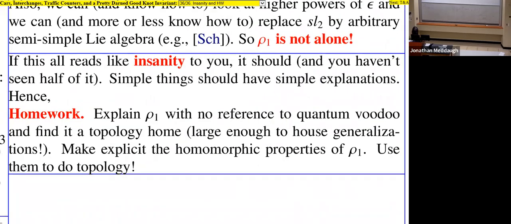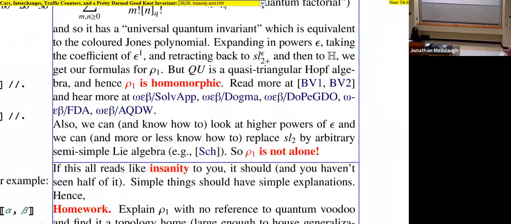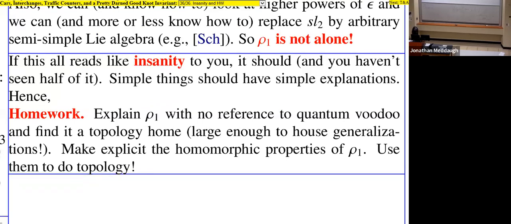But all of this description in terms of quantum algebra should read like insanity to you, because why on earth something so simple as I described should have an explanation so complicated. And I think it's only because, well, we're stupid. We went through history in the wrong order. And sooner or later, so homework, find a good explanation for rho one.